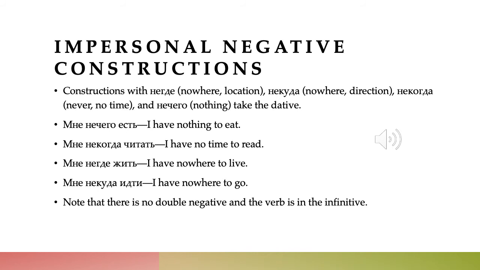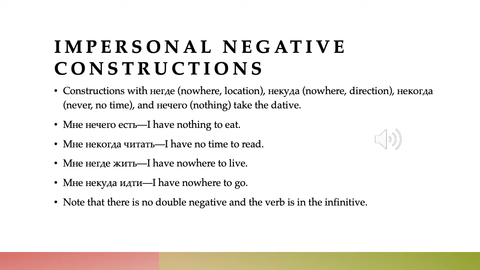So we have нигде, which means nowhere when indicating location, некуда, nowhere indicating direction, некогда, never or no time, and нечего, nothing. And when we use these words, we do not combine them with ни or не as we would with the regular ни words like никуда. If we were going to use никуда, for instance, we would have to use it in combination with не and say something like я никуда не иду. I'm not going anywhere. But with некуда, we just use the dative of the person that it refers to and no other не or ни.